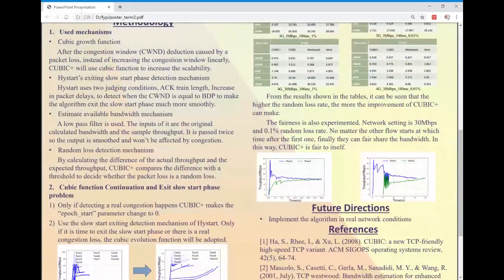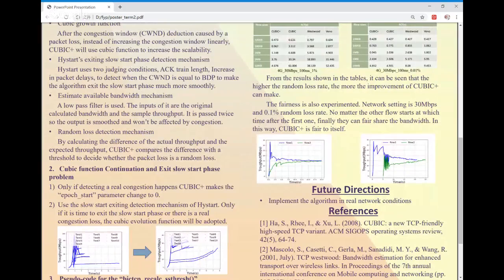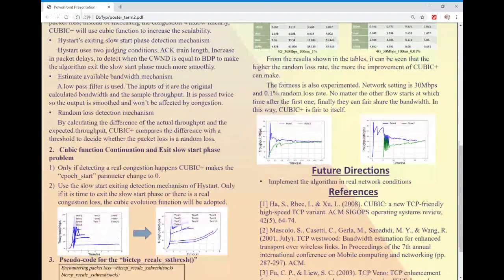I also tested the fairness of Cubic Plus, and I set the network bandwidth to be 30 megabit per second, and the random loss rate to be 0.1%. As you can see from these two figures, no matter when the other flow starts, after the first one, they will finally fairly share the bandwidth. In this way, Cubic Plus is really fair to itself.